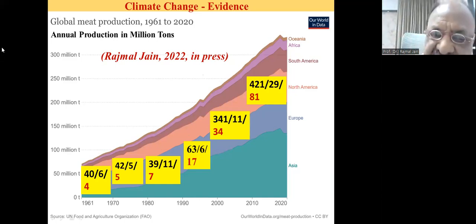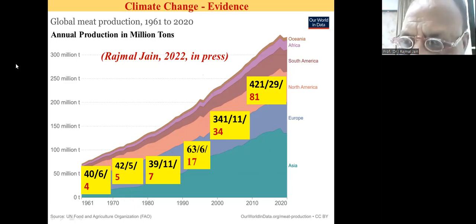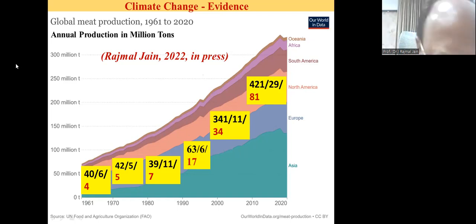And now with the increasing meat production, what I have shown in the yellow boxes is a sum of the earthquakes, and then volcanoes, and then how many tsunamis were there. So the first number, from 1961 to 1970, how many earthquakes were there? Earthquakes of more than 5 on the Richter scale, that is dangerous earthquakes.